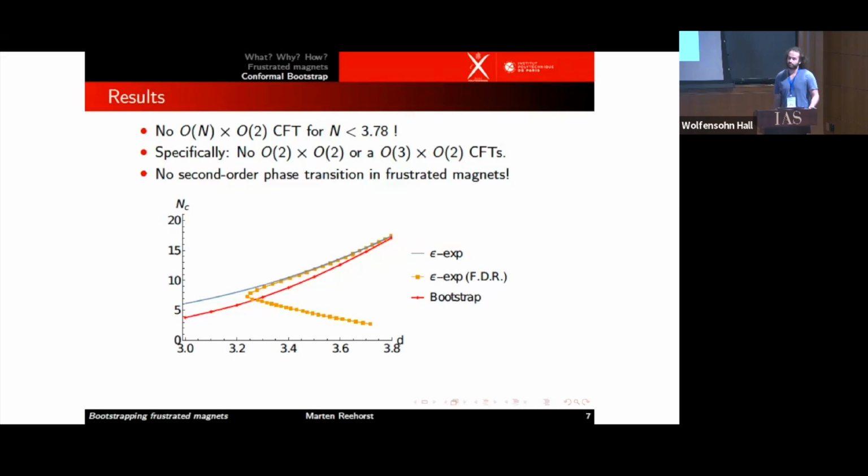Why does it have to be this kind of CFT? Right. That's a more complicated question that would require more than the 4 minutes.